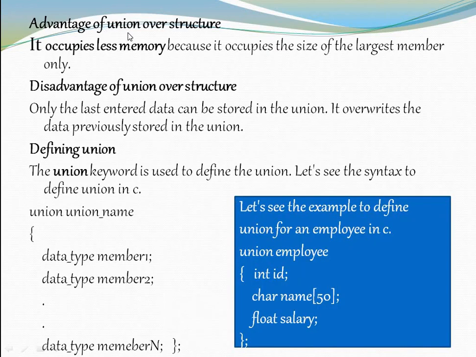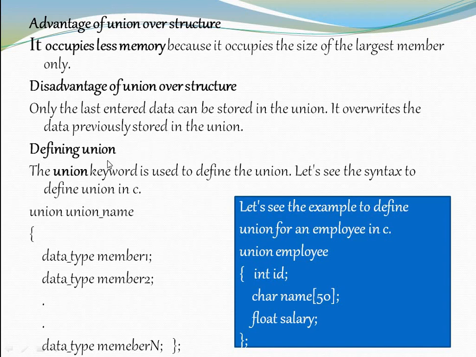Moving on, advantages of union over structure. It occupies less memory because it occupies only the size of the largest member. The disadvantage of union is that it will overwrite the data that was previously written. Only the last data entered will be stored in union. It overwrites the data previously stored in union. That is the biggest disadvantage of union.